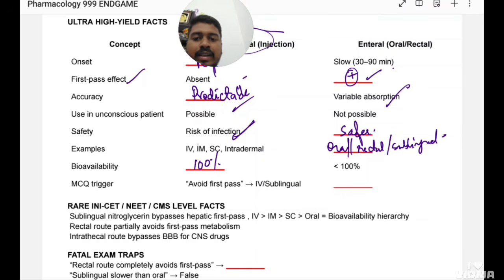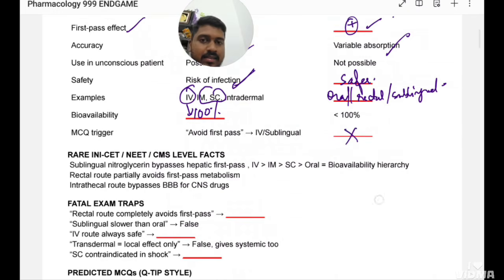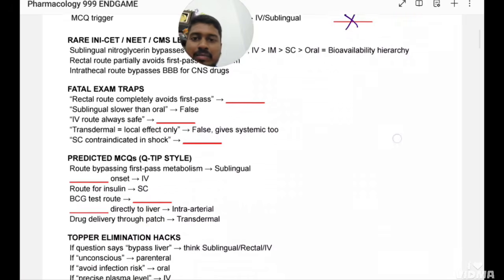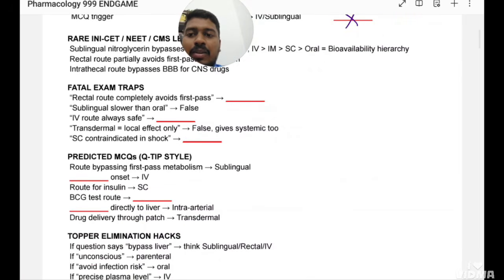Bioavailability is 100% in case of IV, okay. In case of IM and SC, it is less than 100%. Next, "rectal route completely avoids first pass metabolism" is actually false. It doesn't completely avoid. "IV routes are always safe" is also false, because there can be risk of embolism and there can be risk of infection, okay. Thrombophlebitis and all can occur.